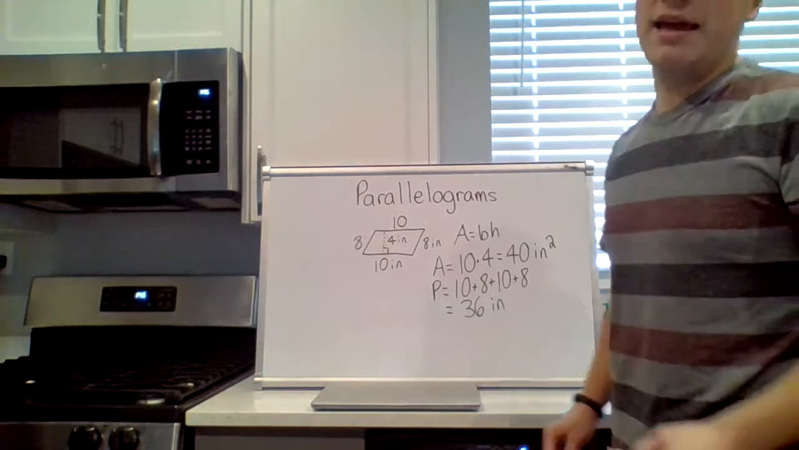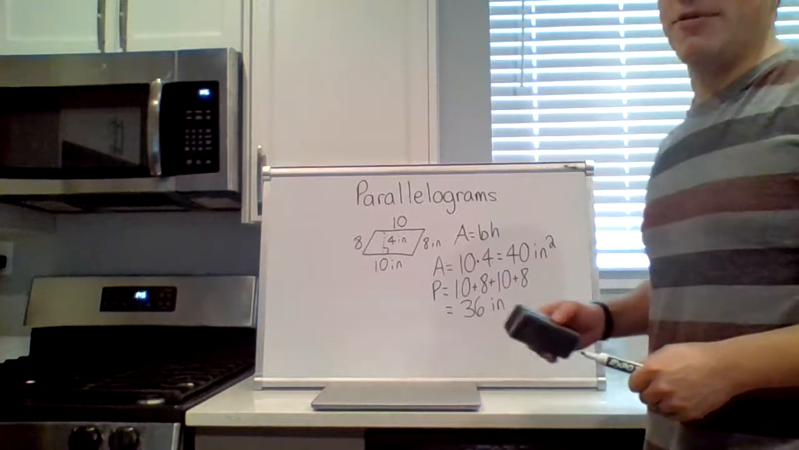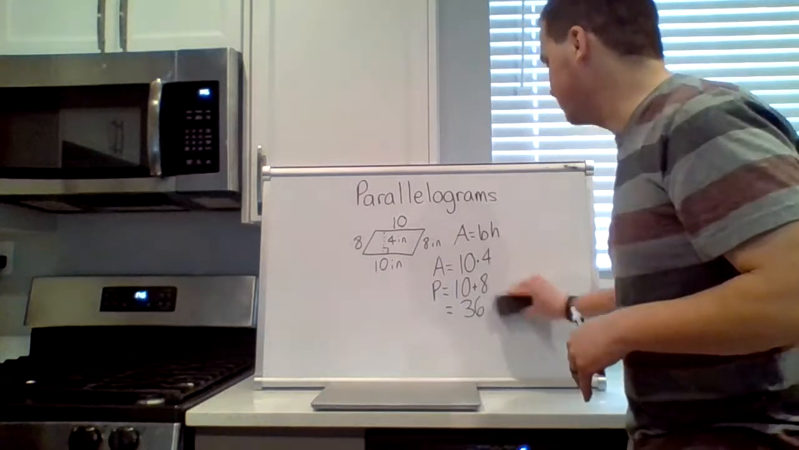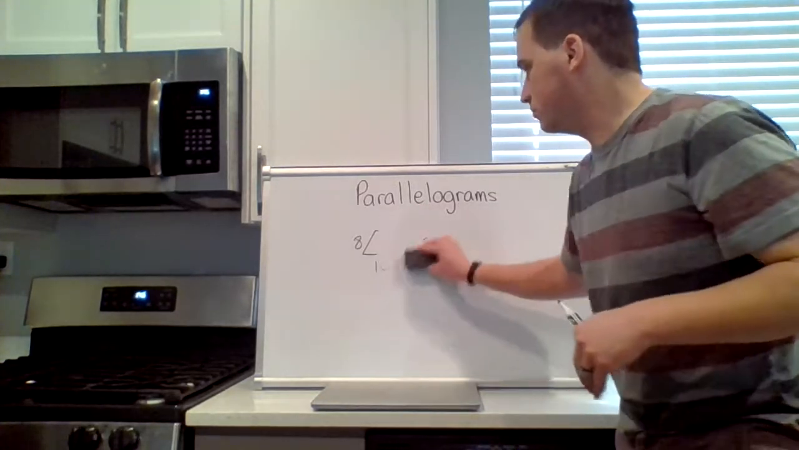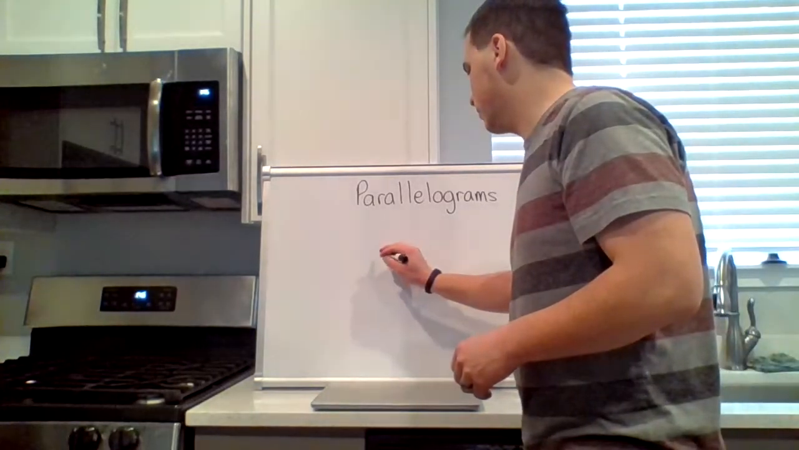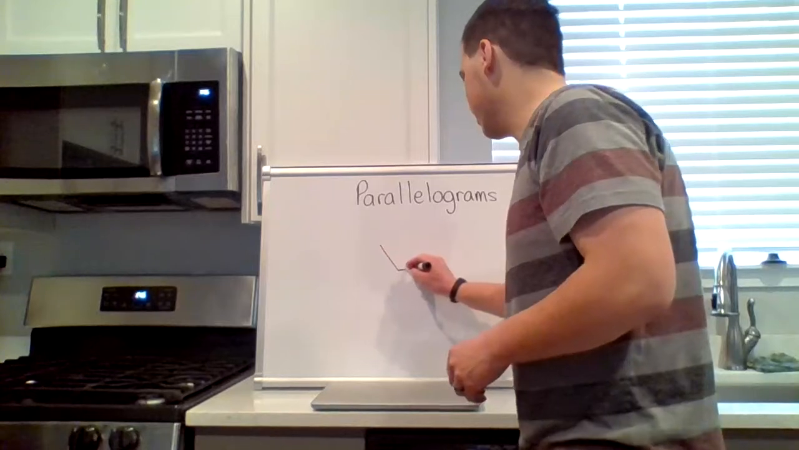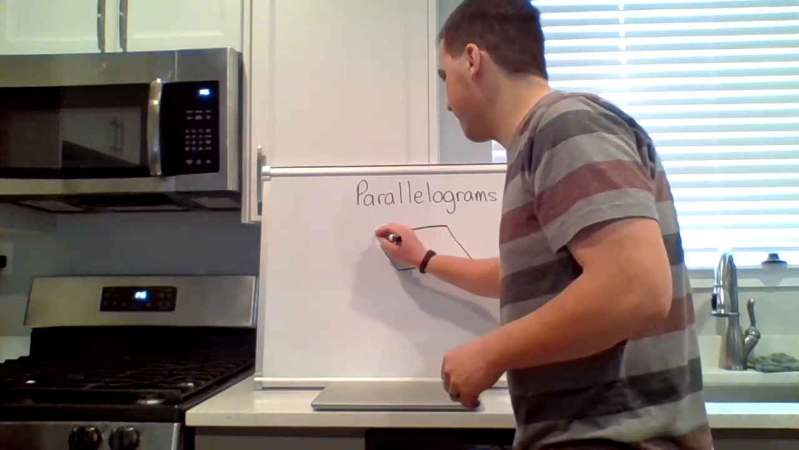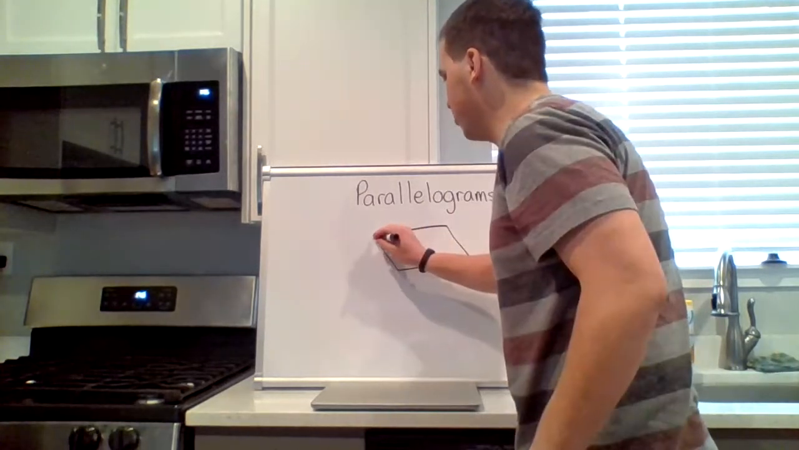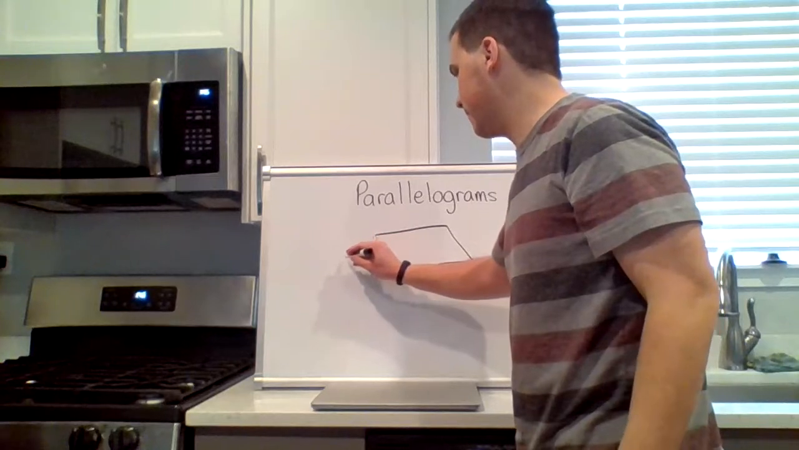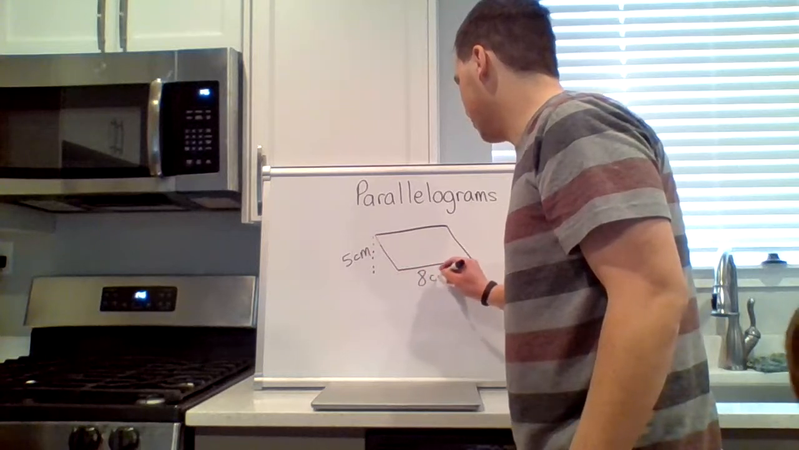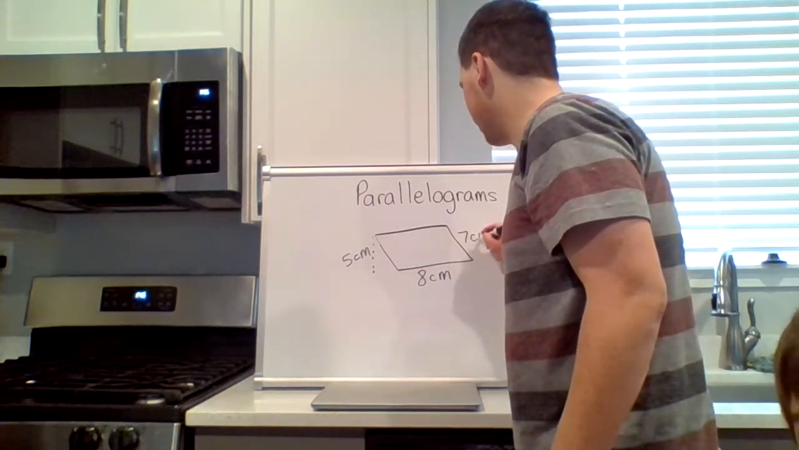Now, one key thing that you need to point out, and I'll do one more example like this, is the height doesn't actually have to be in the parallelogram. Let's give you an example of that. Sometimes they show the height on the outside. 5 centimeters, 8 centimeters, 7 centimeters.